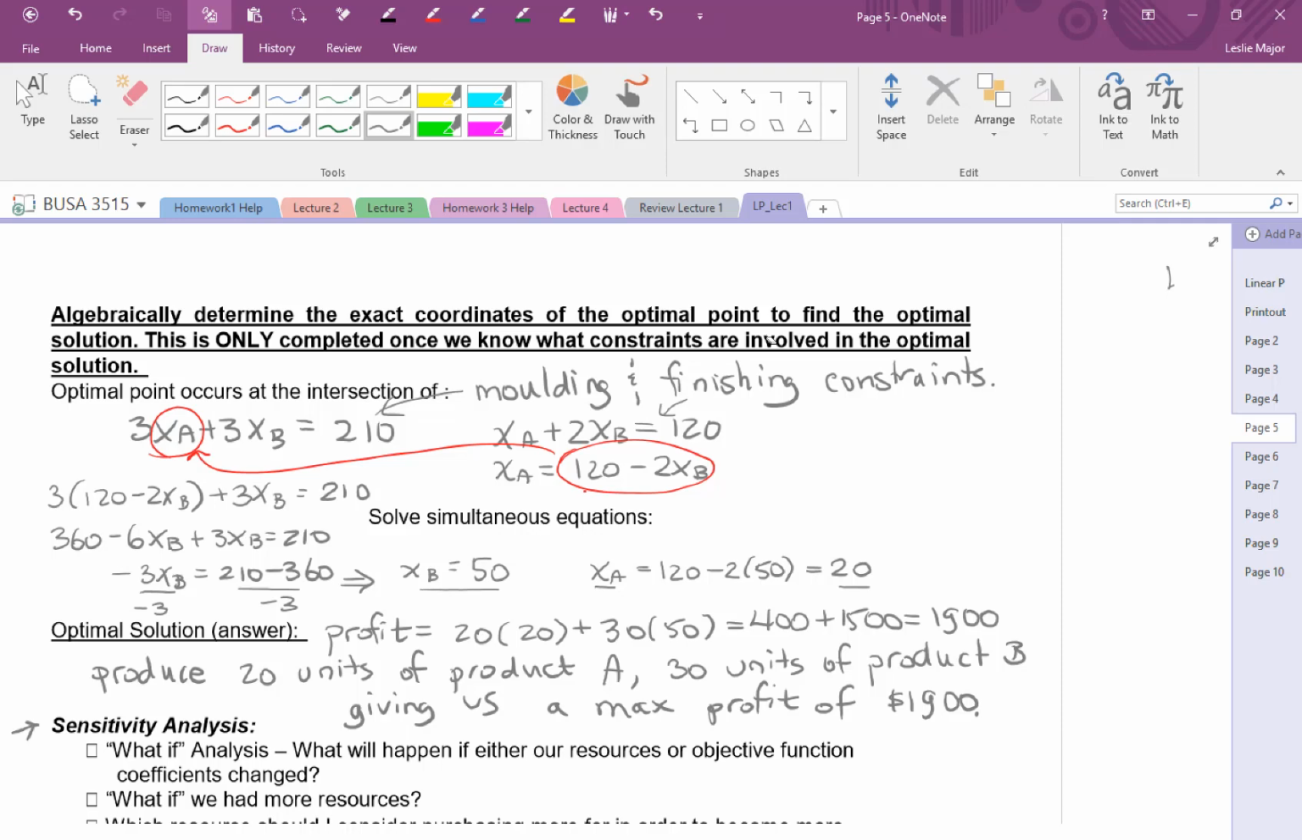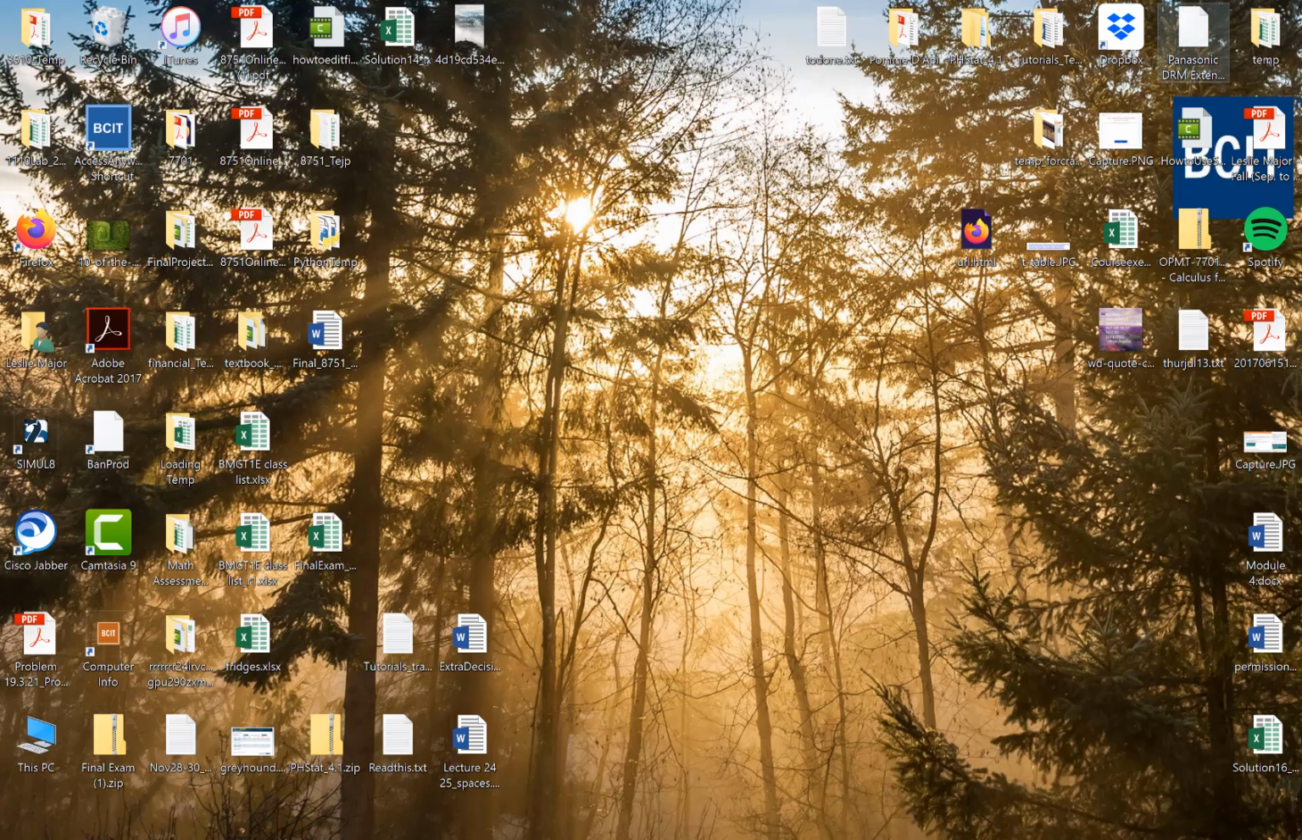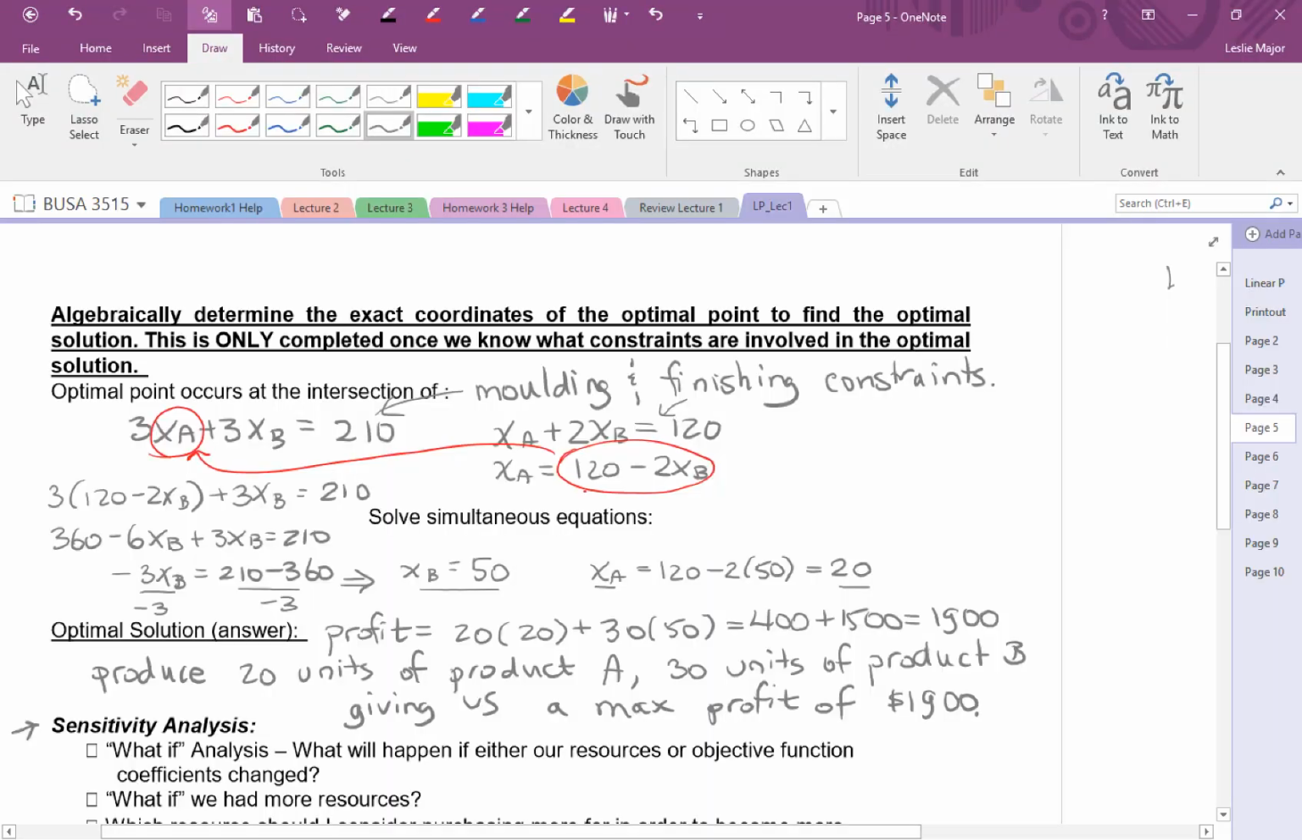But yes, sensitivity analysis will help us decide what constraints are what we call binding. So those are the ones we're fully using up, and it will allow us to see what happens if we slightly change. Let's say we add more molding hours or more finishing hours. What's going to happen with our solution if we do that?